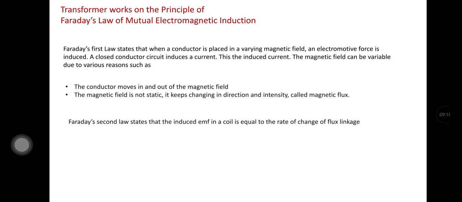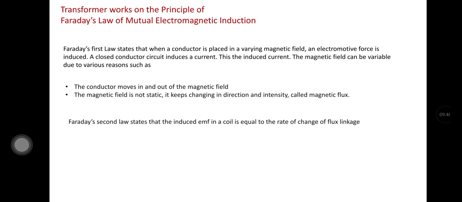Transformer works on the principles of Faraday's law of mutual electromagnetic induction. Faraday's law states that when a conductor is placed in a varying magnetic field, an electromotive force is induced. A closed conductor circuit induces a current. This is the induced current.